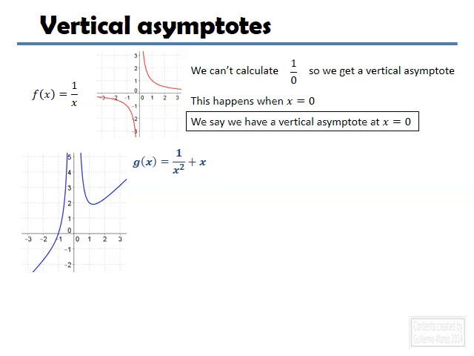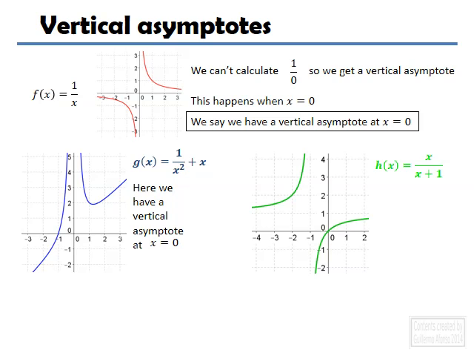We say we have a vertical asymptote at x equals 0. And here, in this one, we're going to do the same thing. Again, I can't divide 1 divided by 0, so I'm going to get a vertical asymptote at x equals 0. And here again, I'm going to get a vertical asymptote actually when the denominator is 0. So that's going to happen when x equals minus 1.